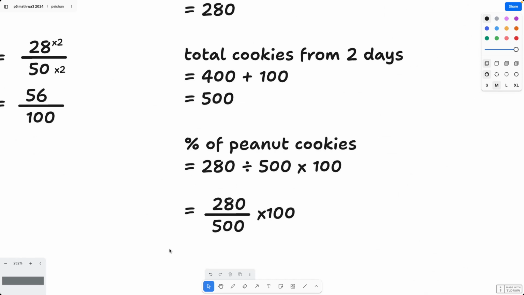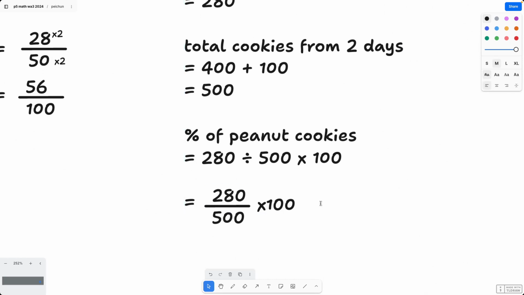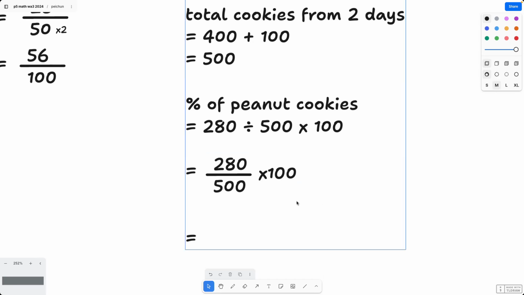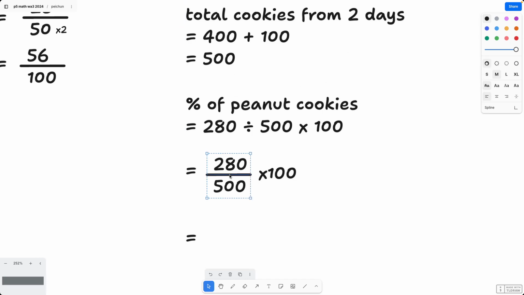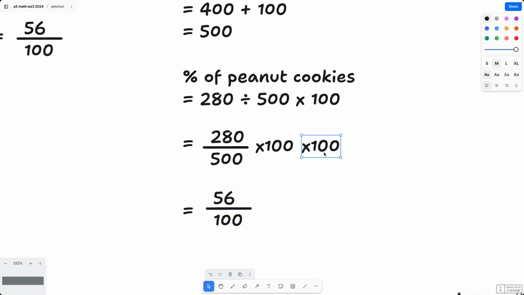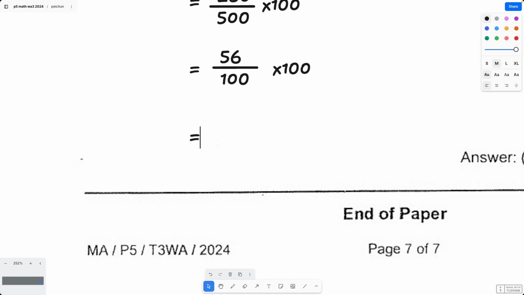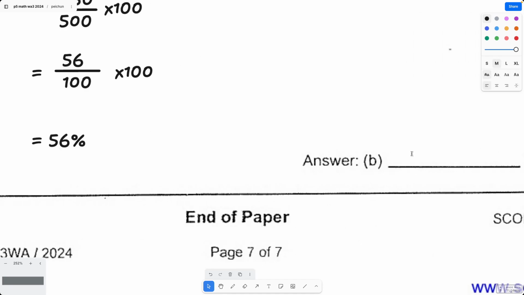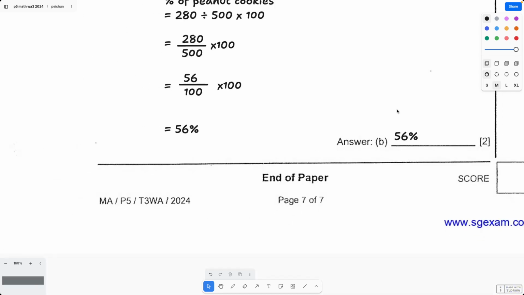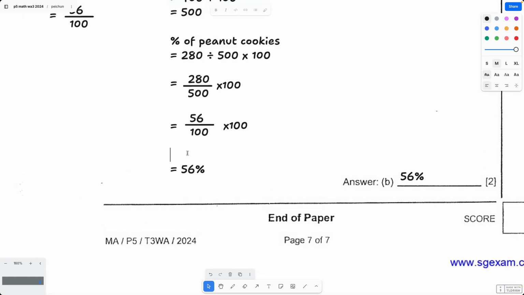Okay. So that means in this case over here, we can say this is equal to 56 out of 100 times 100. And this will give us 56%. Yay. That's it. So that's the answer. 56%. Make sure you put the percent as well. There you go. So that's the answer over here.